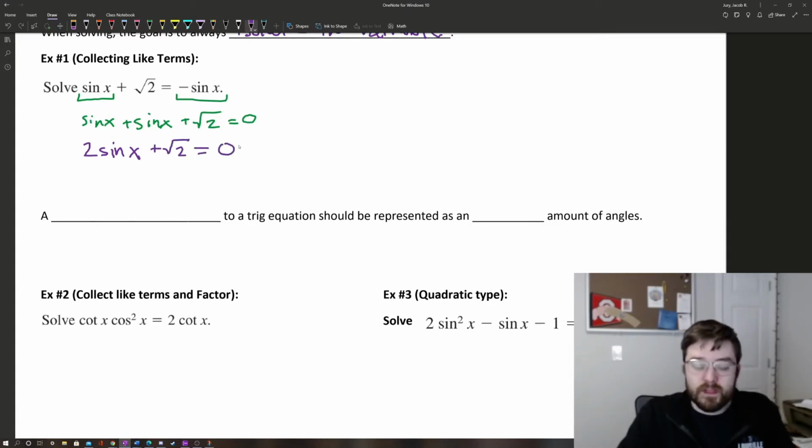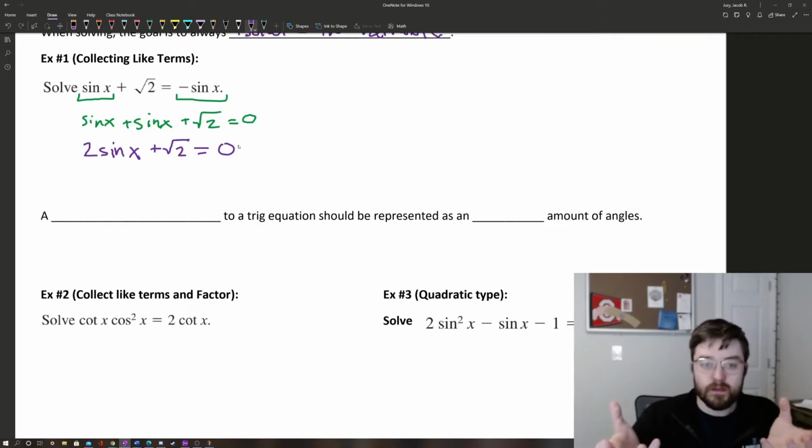So I'm still trying to isolate x. Thankfully, I've combined these two like terms, the sine functions, and I only have one x to deal with now. So now I have to get to this x, and then I have to go through my radical 2 that's being added to this 2 sine x. So I'm going to move that to the other side of the equation.